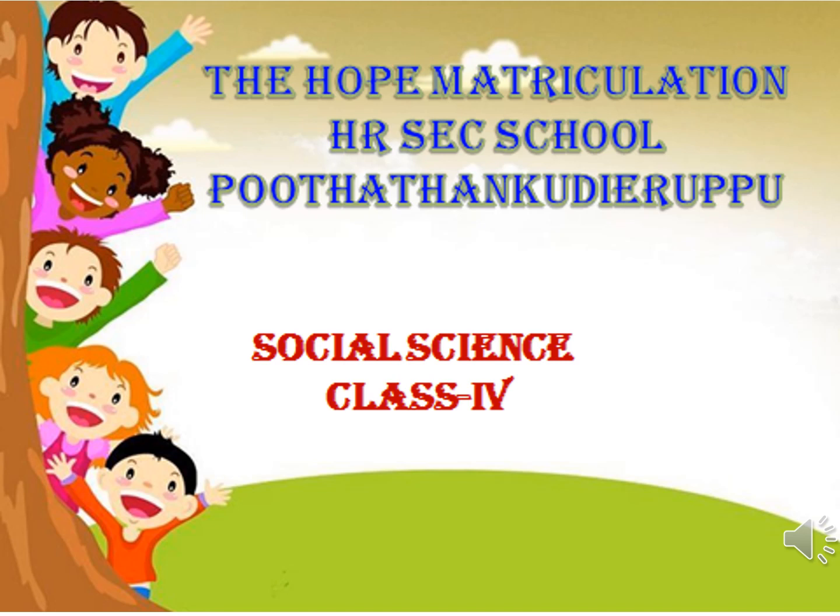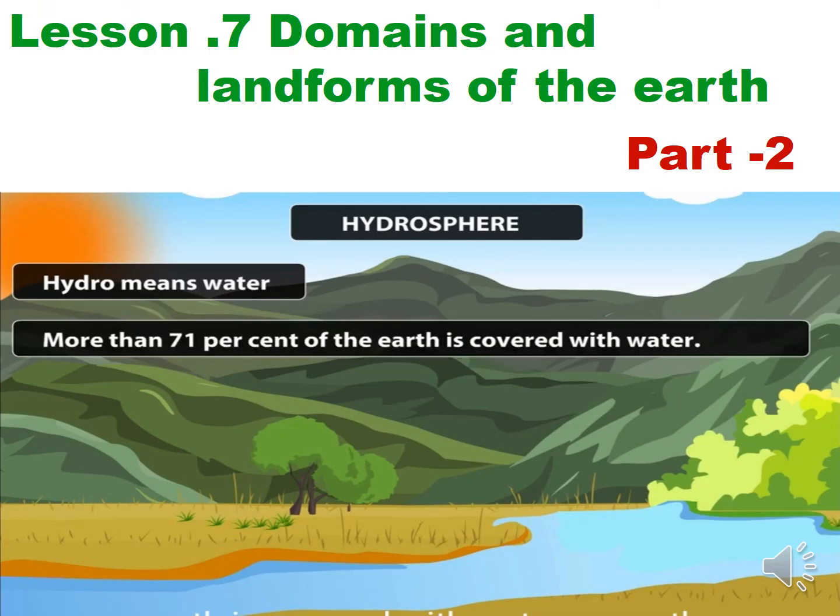Then we will continue today's topic. So now let's continue our remaining topic. There are 4 domains of the earth: atmosphere, lithosphere, hydrosphere and biosphere. In the previous class we learnt about atmosphere and lithosphere. So now our remaining topic, hydrosphere.